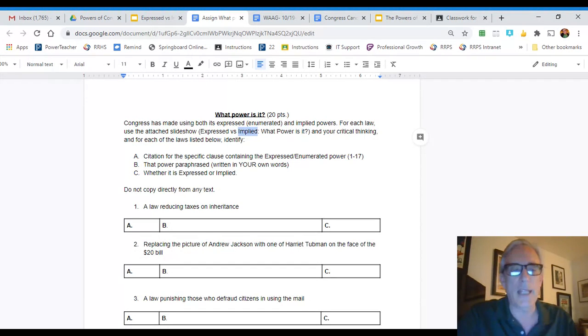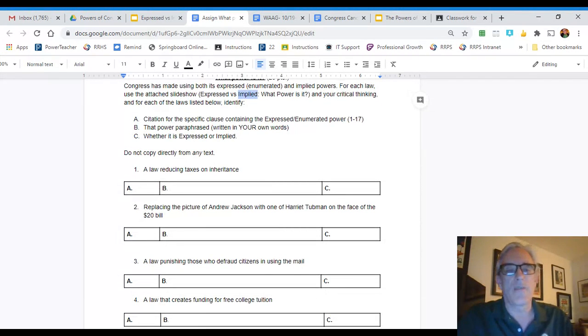Okay, so again, your goal here then is to figure out what expressed or enumerated power is used to make each of these laws. You're going to cite that article, section, and clause number in the proper ways we've been doing.